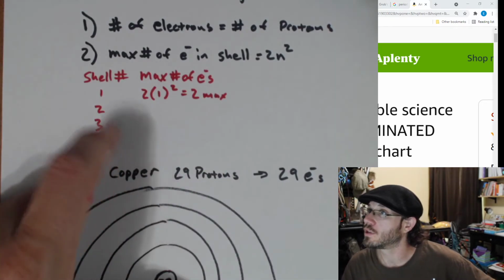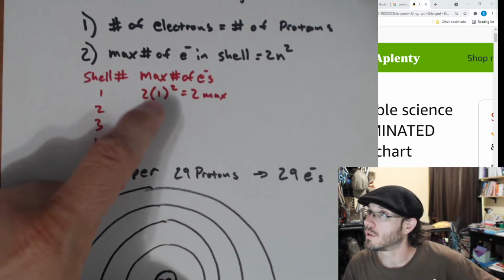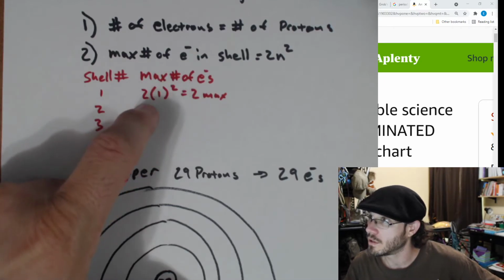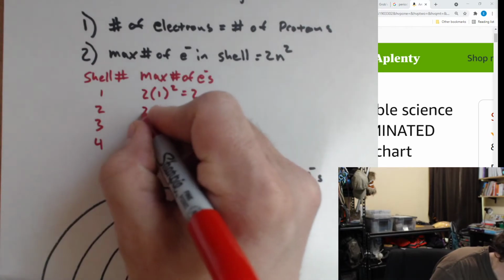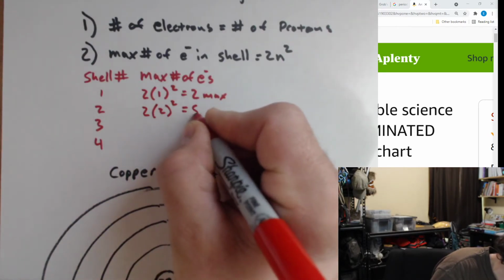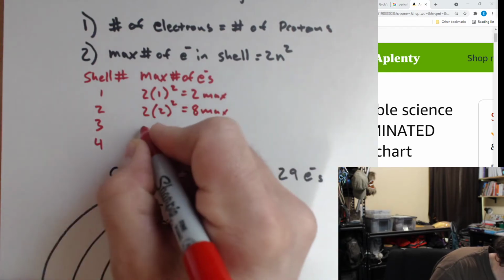All right, let's do the same for 2, 3, and 4. 2 times 2 raised to the 2. 2 raised to the 2 is 4, times 2 is 8. And so forth.